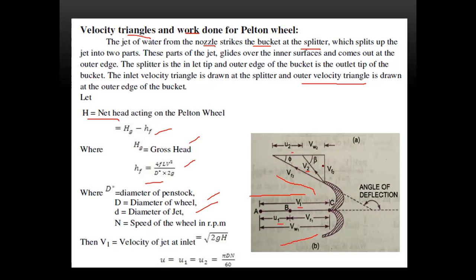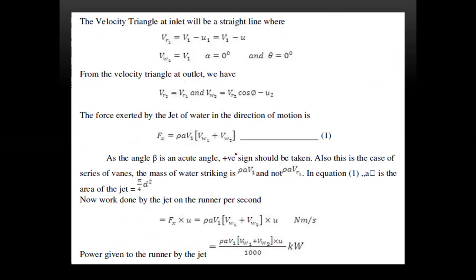VR1, here we are having Vw1, Vw2. So like this, first you have to draw the velocity triangles, right? The velocity triangle at the inlet will be a straight line where VR1 is equal to V1 minus U1, that is V1 minus U.